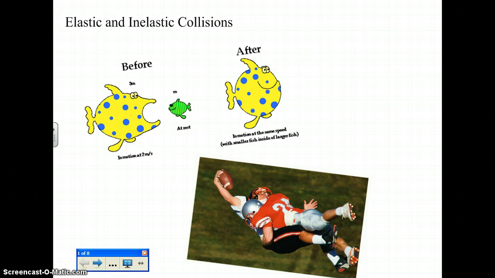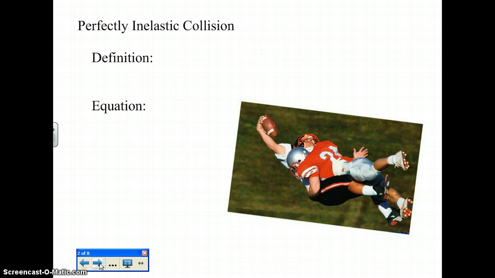But right here what you can see is like a fish eats another fish, now they're both moving. A football player tackles another football player in opposite directions, they're both moving together. So they are stuck after the collision. Let's look at that one more specifically. This type of collision is known as a perfectly inelastic collision.